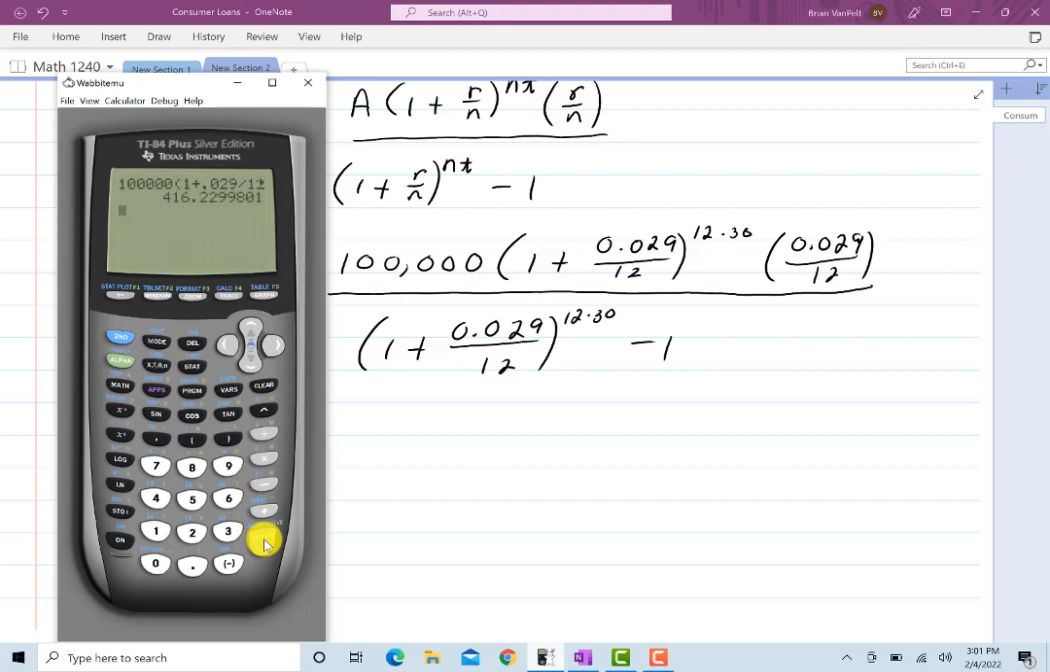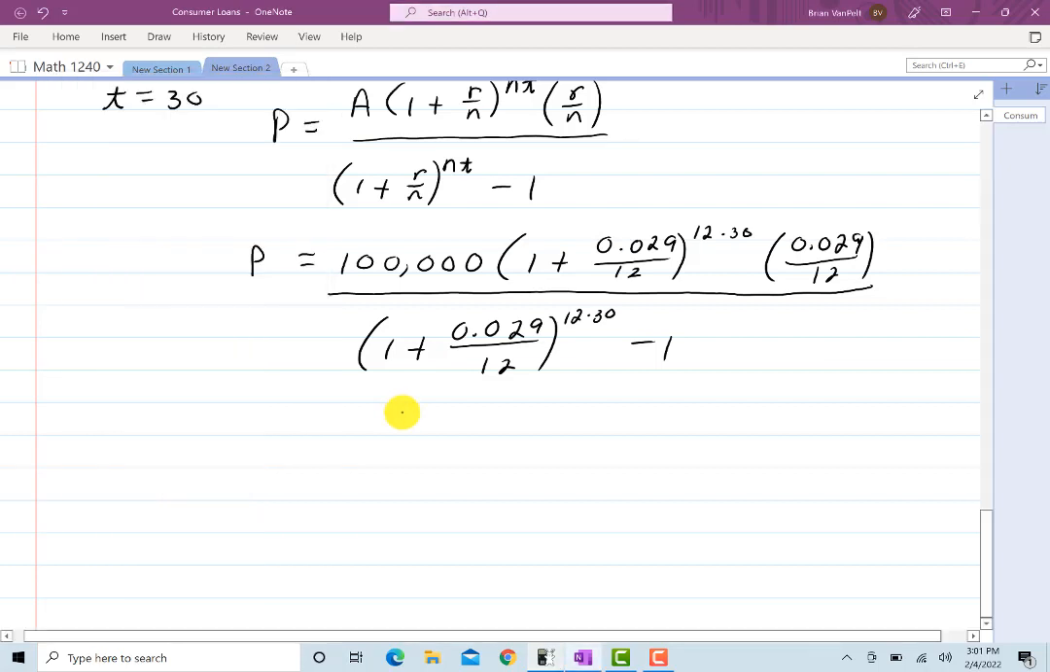And to 2 decimal places I get 416.23. So our monthly payments are $416.23.